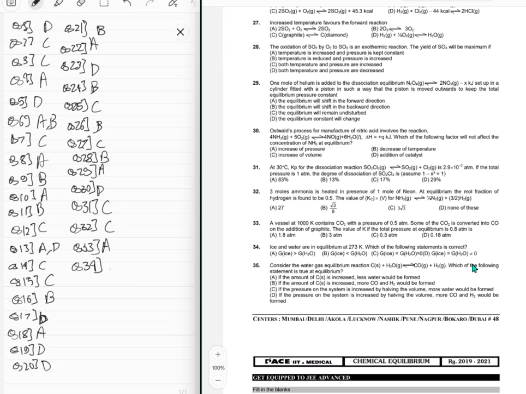But yeah, that's how it should be. It's D. So 35. Consider the water gas equilibrium reaction. Which of the following statements is true at equilibrium?